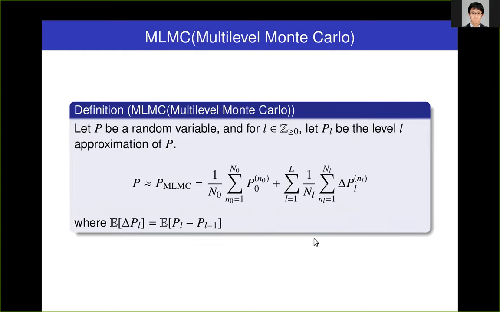Now, we introduce the Multilevel Monte Carlo. This is the definition of Multilevel Monte Carlo. Here, P is a random variable, but the sample cannot be calculated directly. We can sample P_L instead. P_L means the approximation of P, and roughly speaking, the larger L is, the better P_L approximates P, but it requires a higher computational cost. The first term is the estimation of P_0 with the sample size N_0. The second term is the summation of the correction term, delta P, that is equal to P_1 minus P_0, P_2 minus P_1, and so on.